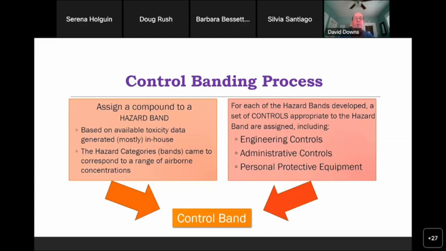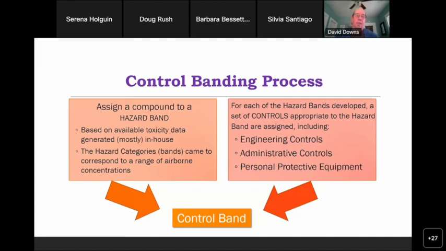And so the process was, first of all, assign a compound to a hazard band, and that would be based on available toxicity data. It was mostly generated in-house. I will say, though, that many companies are now going out of their organizations to contract with companies that are focused strictly on doing different types of testing to assess the toxicity and the therapeutic effect of chemicals that are being submitted, so that they can do it more quickly and get data more efficiently.